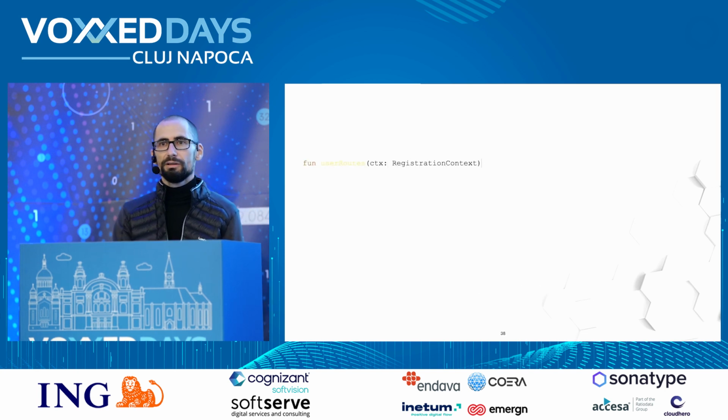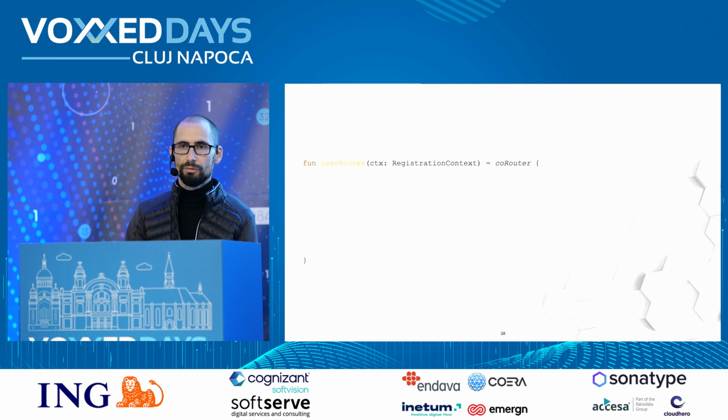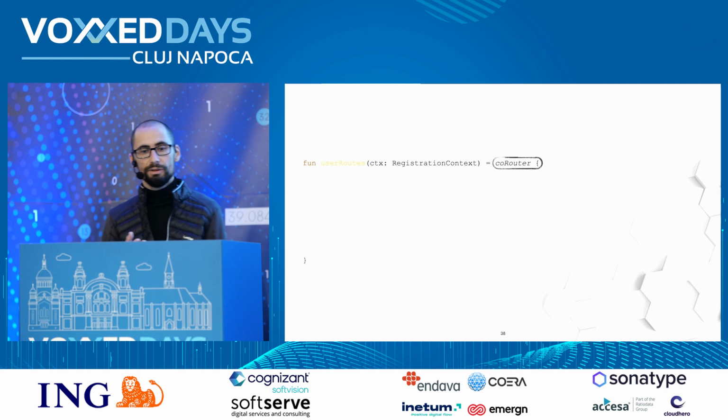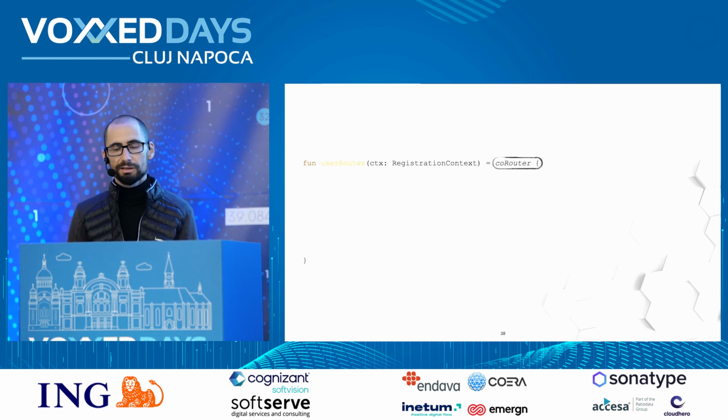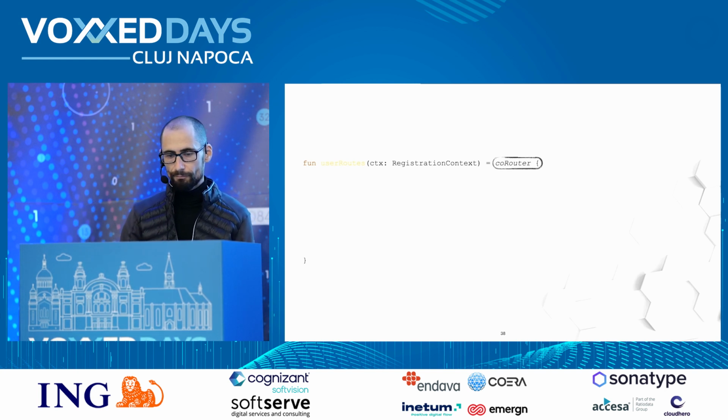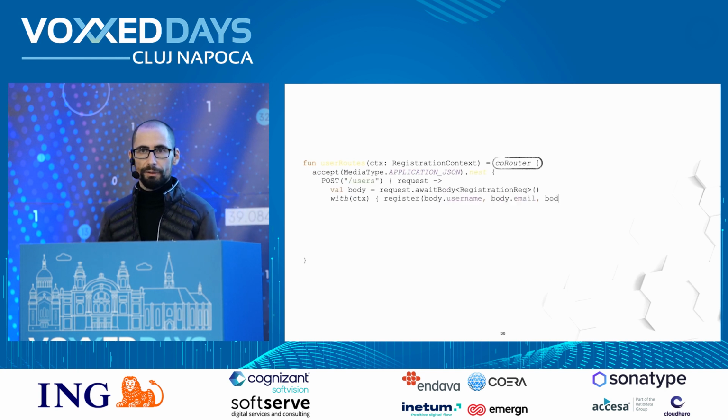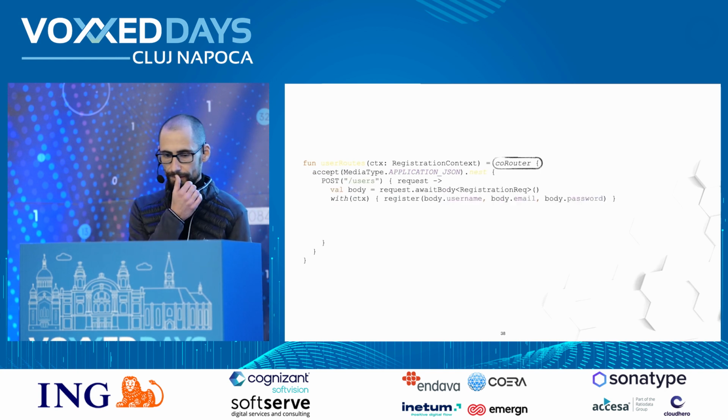We're also going to need routes, and for that we're going to use co-router. In Spring WebFlux, there are two DSLs that you can use here. One of them is router, and the other one is co-router. Co-router is useful when you're using suspendable functions. Then we're going to use the Spring DSL to create our bean. And because we are using the co-router, we can call the suspendable function register.